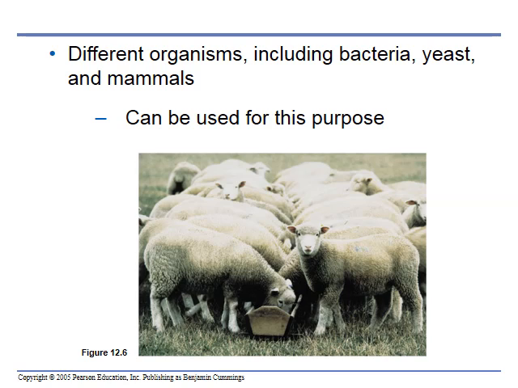All right, different organisms, including bacteria, yeast, and mammals, can be used for this purpose. So, like I said in the previous slide, you can use Saccharomyces cerevisiae, which is a yeast, E. coli, which is a bacteria, and you can actually use mammalian cells to do some production as well.